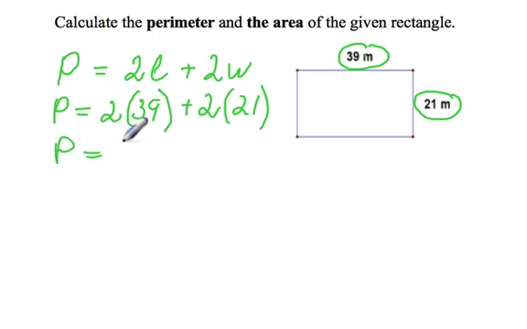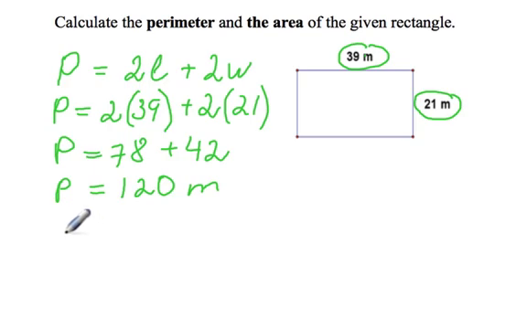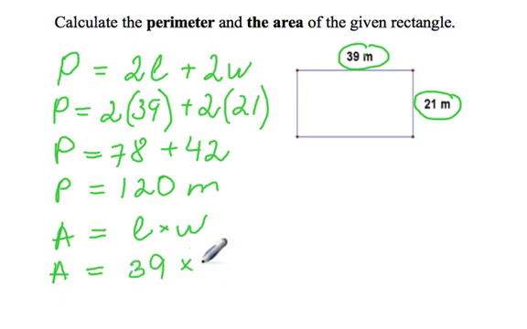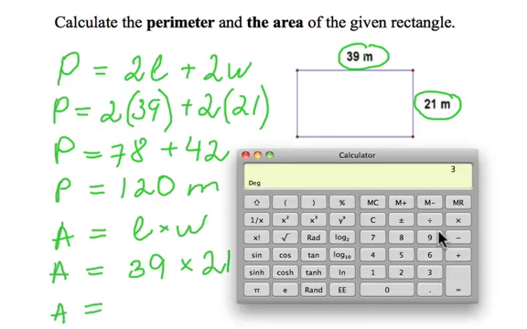2 times 39 is 78. 2 times 21 equals 42. So perimeter equals 120 meters. Area we know that we can calculate as length times width. For our rectangle, the length is 39 and the width is 21. So area equals 39 times 21 equals 819.